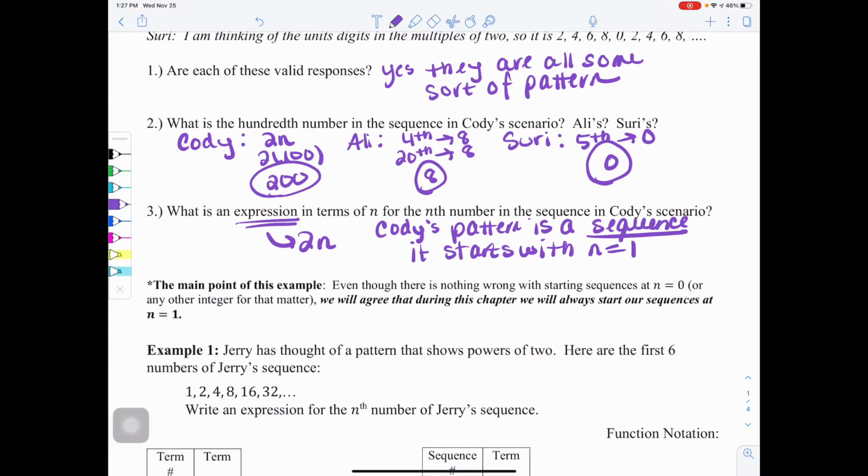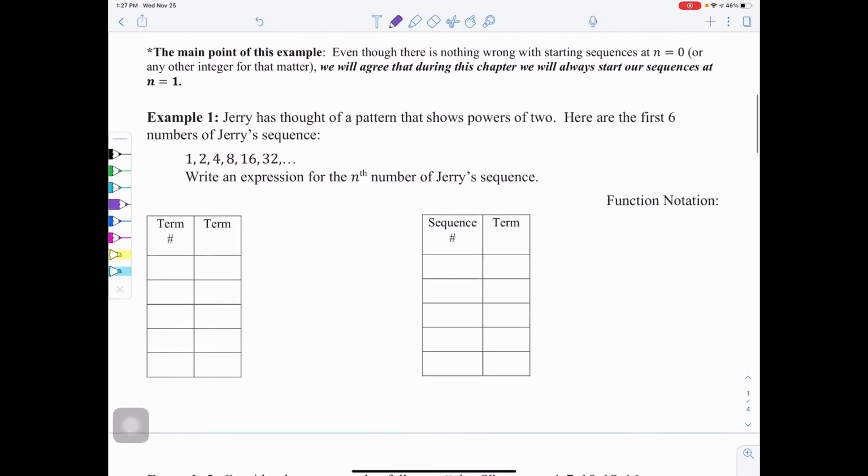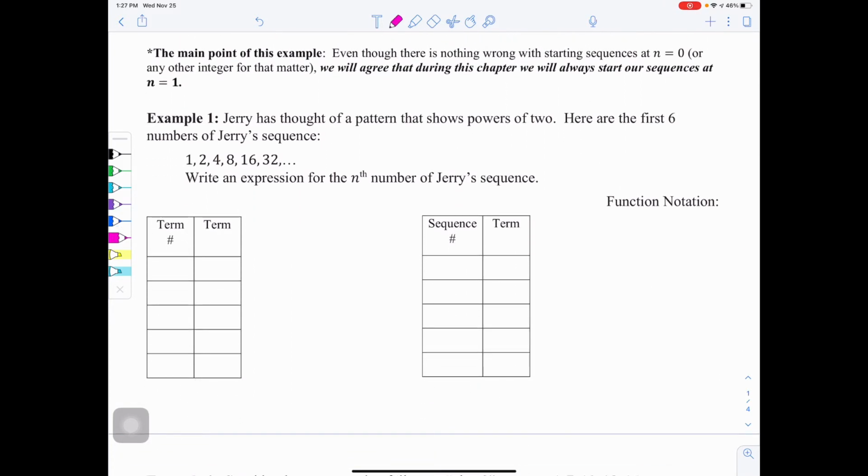Third, we're going to take a look at example 1 with Jerry. Jerry has thought of a pattern that shows powers of 2 this time, not multiples of 2, powers of 2. That means we have a base of 2 when we're thinking about base and exponent. Here are the first 6 numbers of Jerry's sequence. They want us to write an expression for the nth number of Jerry's sequence.